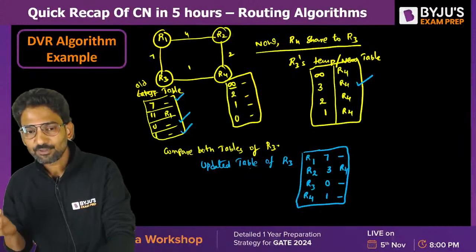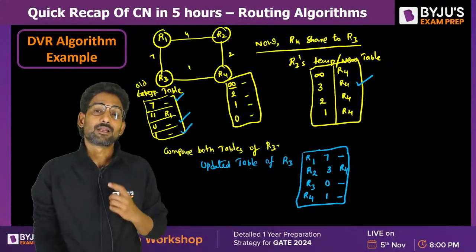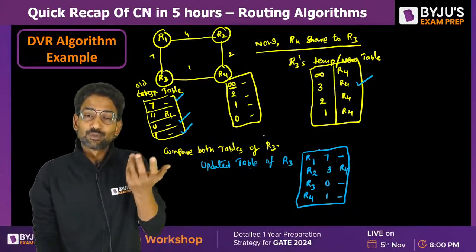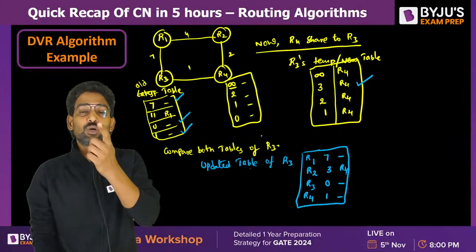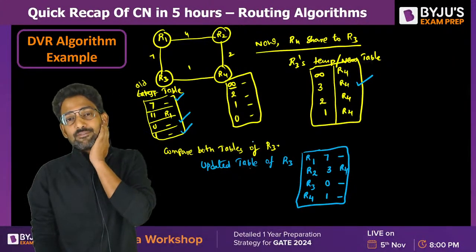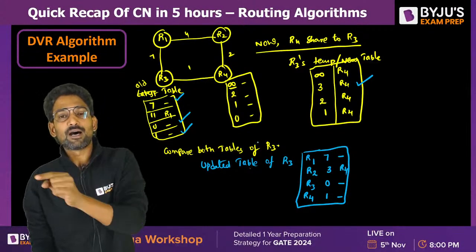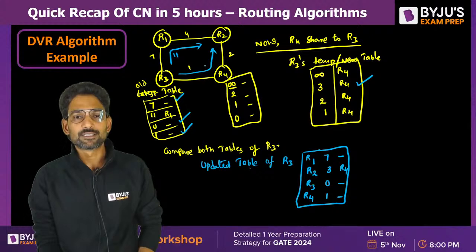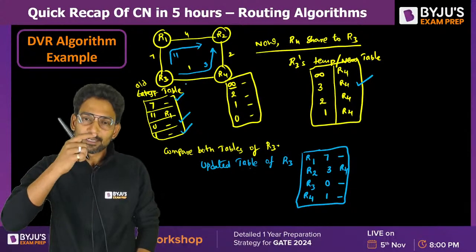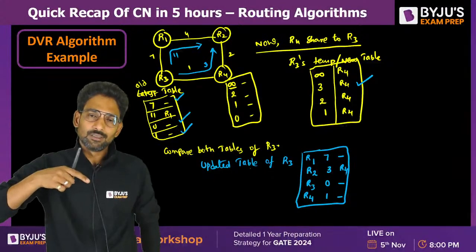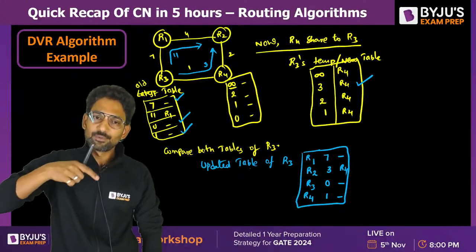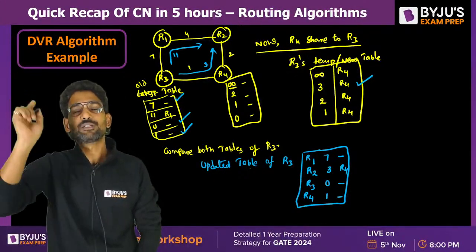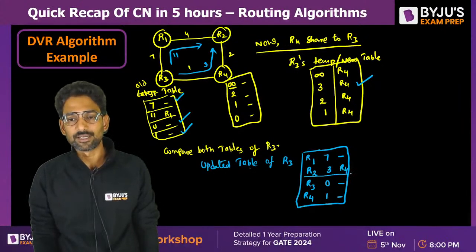Then when R4 shared its information, now R3 realized even more that, hey, through R1 it was 11 to R2, but through R4 if I go, in this way it was 11, but in this way it is just 3. So this is the shorter one. So let me choose, if I want to go to R2, let me choose through R4 instead of R1. So that is how it updated.